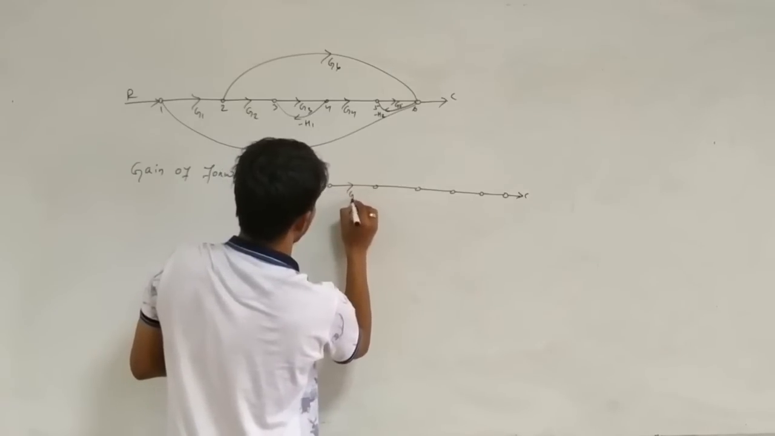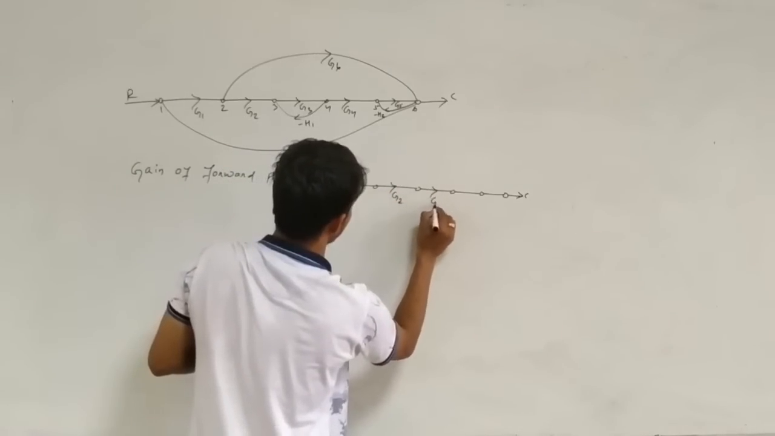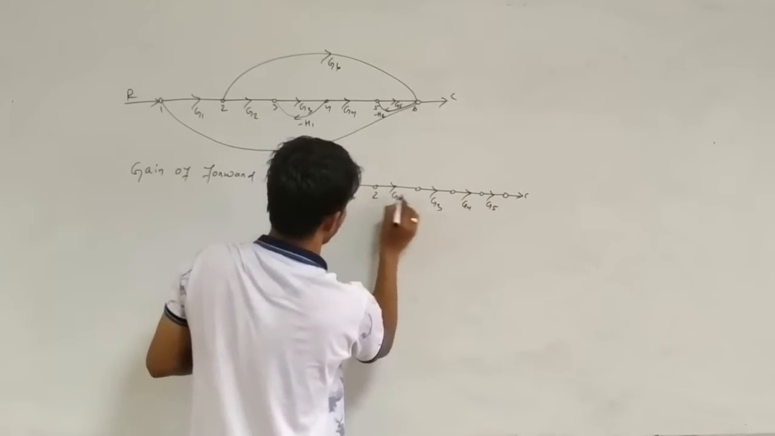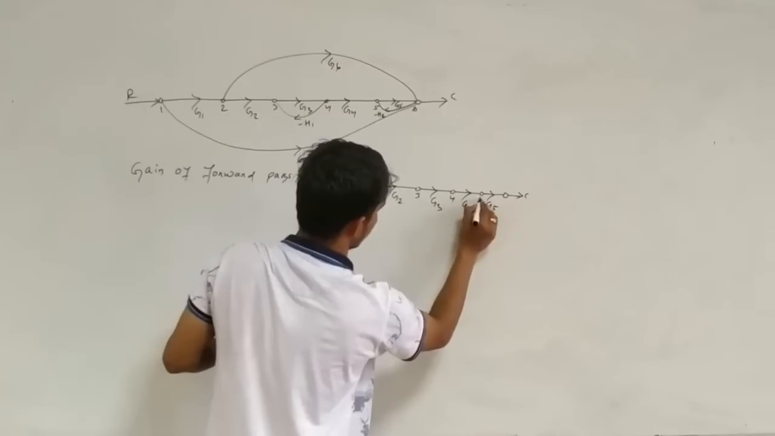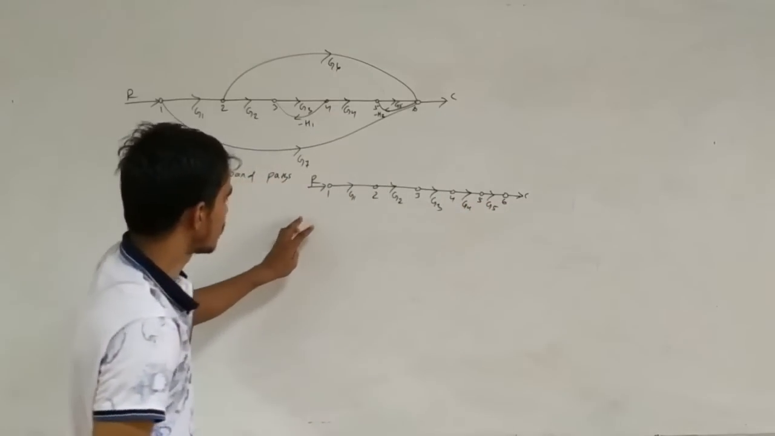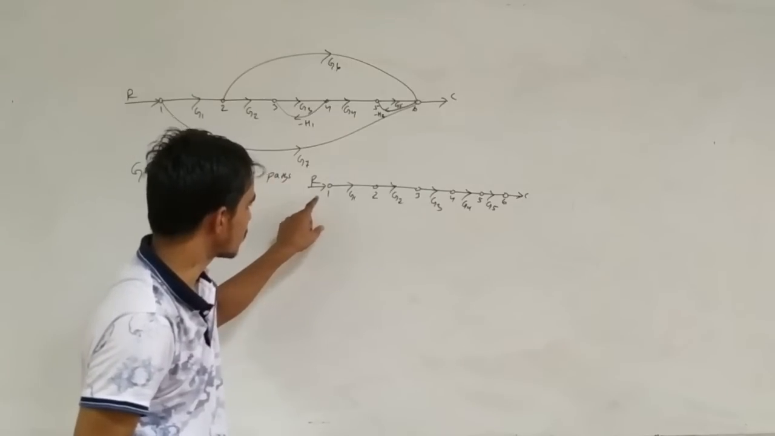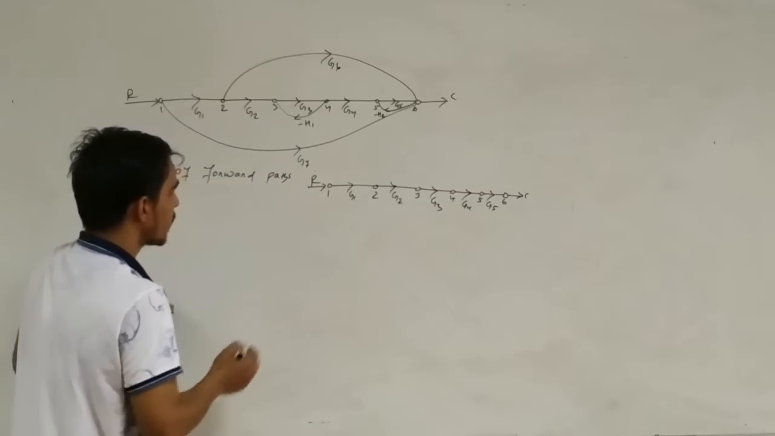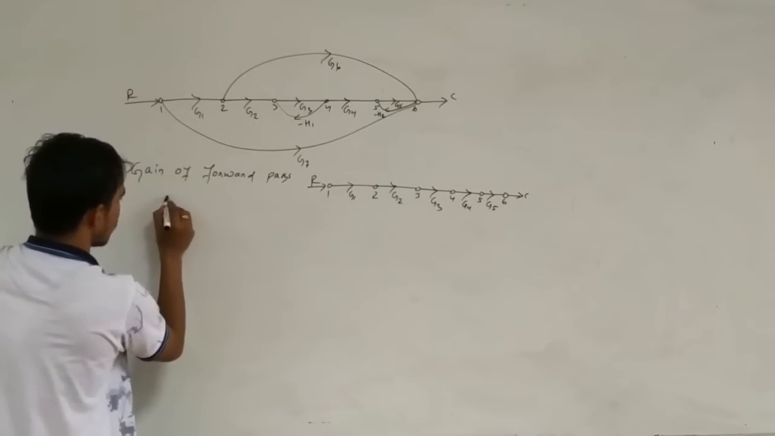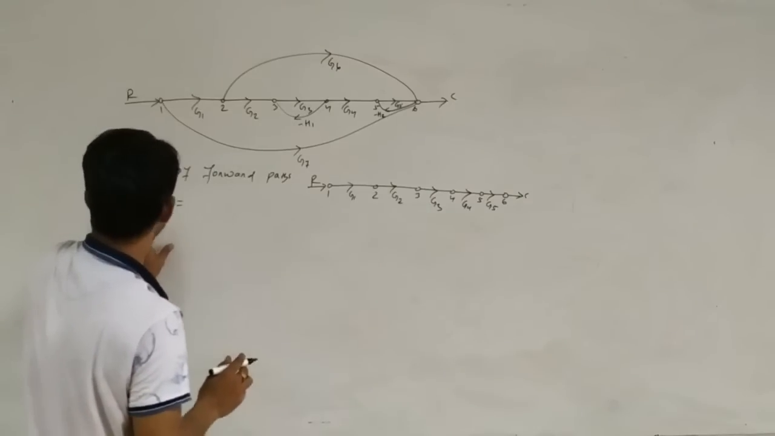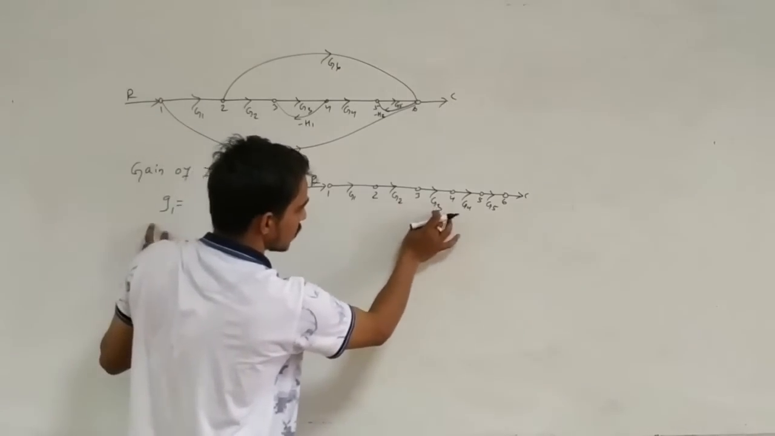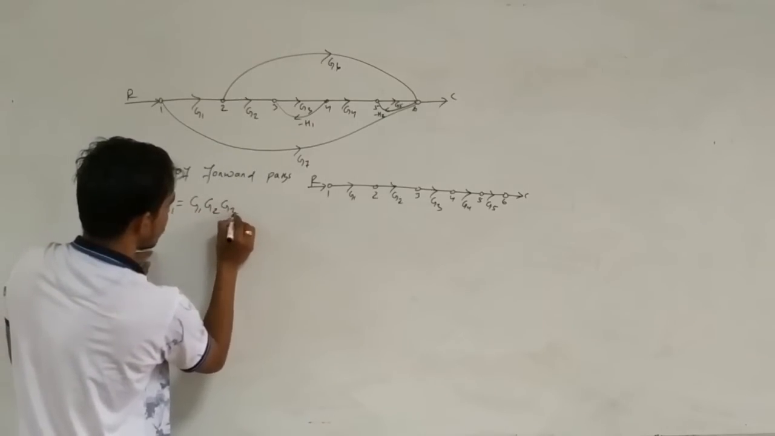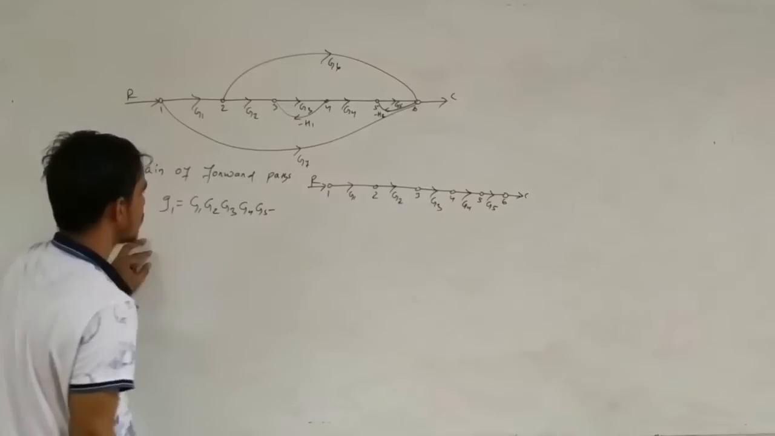This is what? G1, G2, G3, G4, G5. Suppose 1, 2, 3, 4, 5, 6. Okay, see this can be a forward path. Signal is traveling from node 1 to node 6. So what will be the gain? Suppose first forward path we will consider P1. P1 equal to what? G1 into G2 into G3 into G4 into G5. Gain is what? G1, G2, G3, G4 and G5.